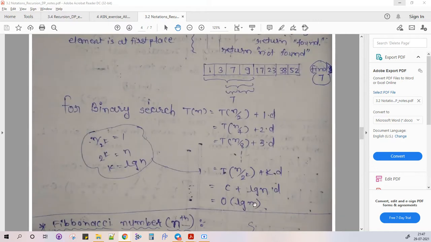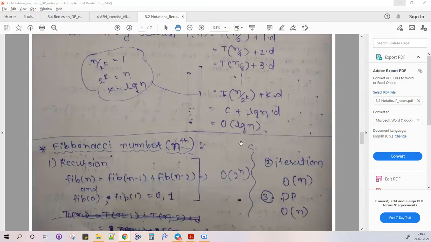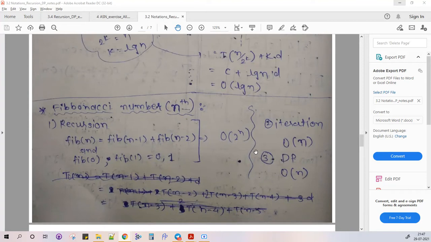if the array is sorted, right? Let's see one more problem, and see, recursion is not a silver bullet every time. It will not kill everything, right? Now if you are solving the Fibonacci number, right?